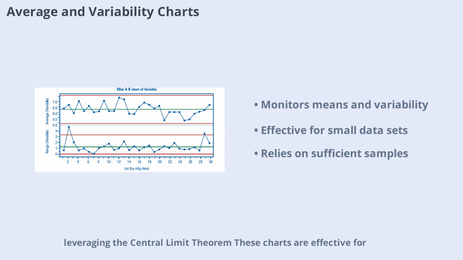Average and variability charts monitor the means of small data sets, leveraging the central limit theorem. These charts are effective for identifying patterns and assessing statistical control, even with non-normal data. Variability is plotted separately, and if it's out of control, the average chart may lose meaning. Sufficient within-batch samples enhance the reliability of these charts.